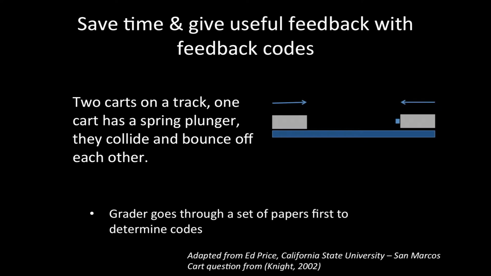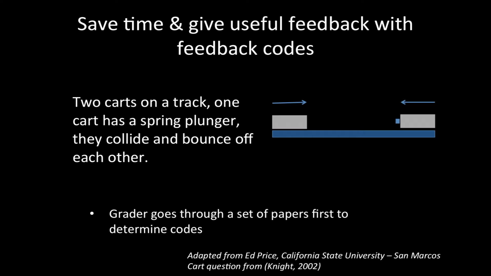So imagine we've got a problem. This is a pretty standard physics problem. We've got two carts on a track and they collide and bounce off each other. And we're asking students to do some calculations about the situation. So the students are going to be making some pretty common errors, and it's going to be kind of time consuming to go through and write out detailed feedback for every single problem.